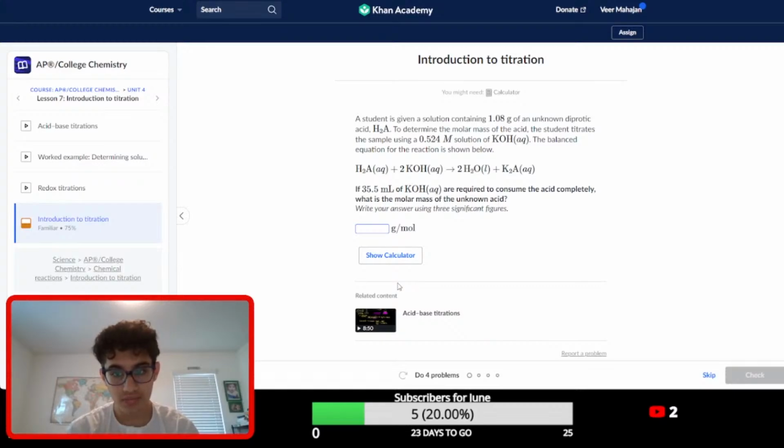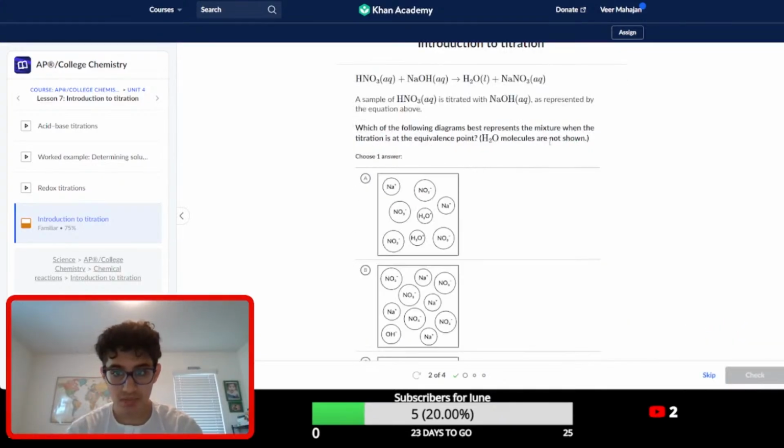And now what is it asking for? The molar mass. So you do 1.08 grams divided by the number of moles to get the final answer of 116.11. So 116. Great.